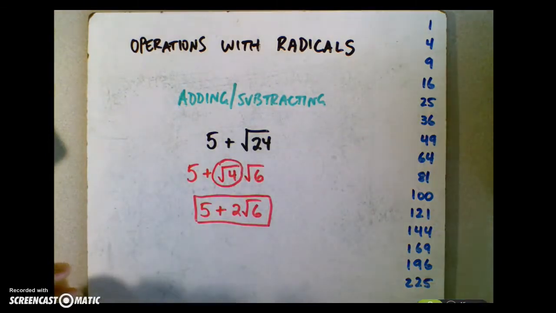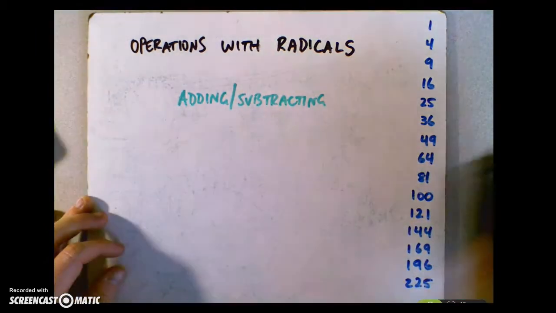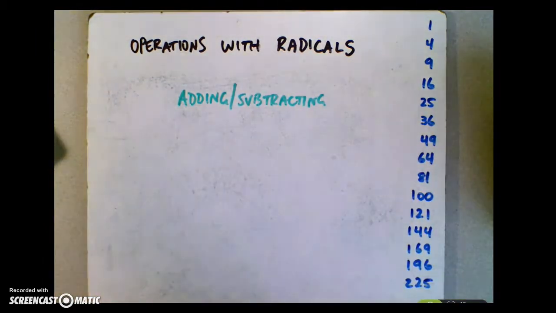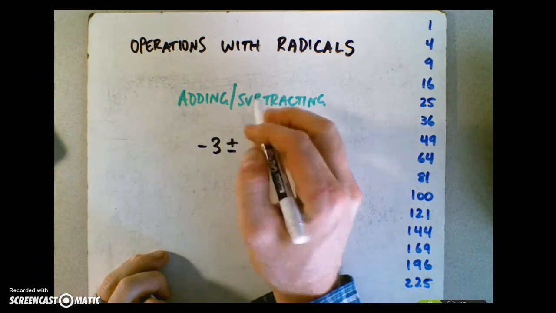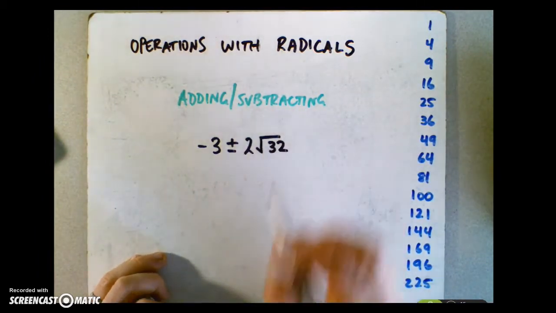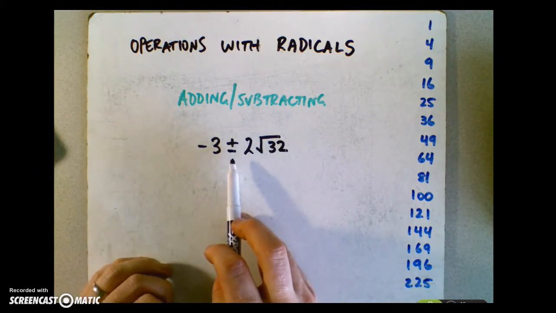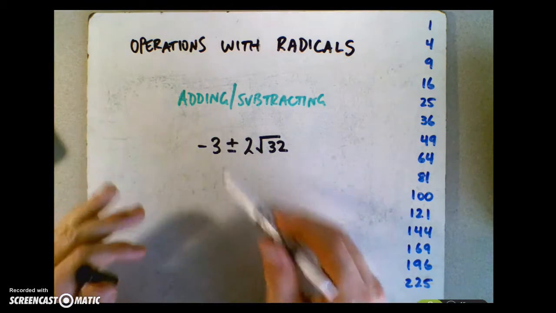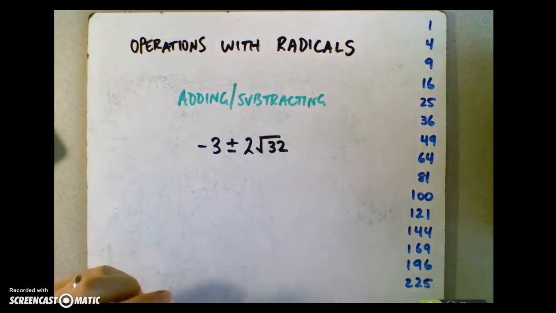Let's take a look at one more example of basically the same thing. What if it were to be something like this? You could see negative 3 plus or minus 2 radical 32. And again, I wanted to put this particular symbol in here so that you get accustomed to working with it. For now, all you need to do is just keep that symbol the same. So the negative 3 plus or minus is just going to come down.